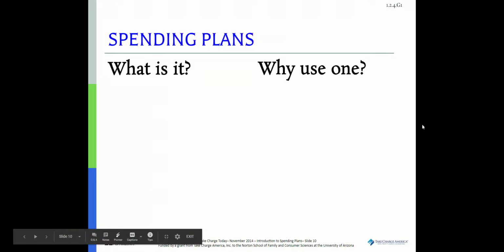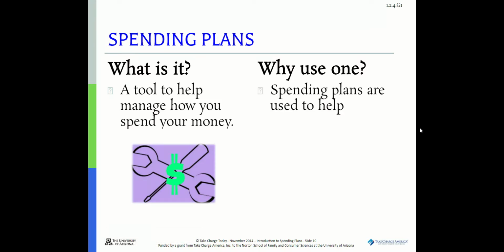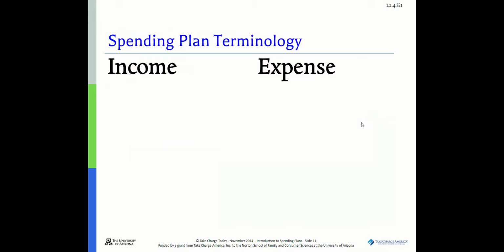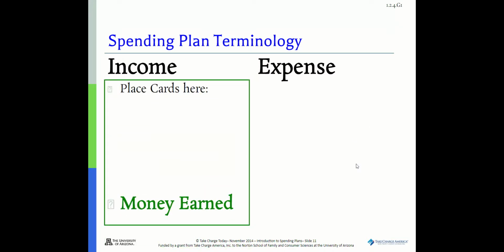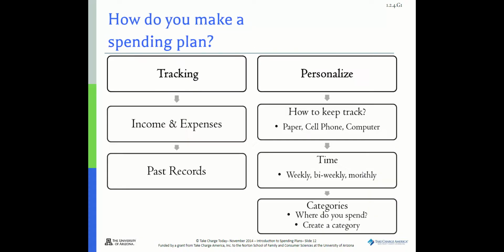Hello, it's Mr. Swartz. Let's do the next section, Unit 2, Section 3, Spending Plans. Spending plans. What is it? A tool to help manage how you spend your money. Why use one? Spending plans are used to help track where your money is going, identify income and expenses, meet financial goals. Another name for a spending plan is a budget. Income is money earned. Expense is money spent.